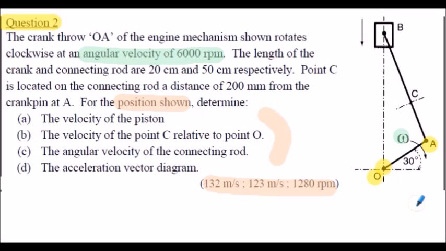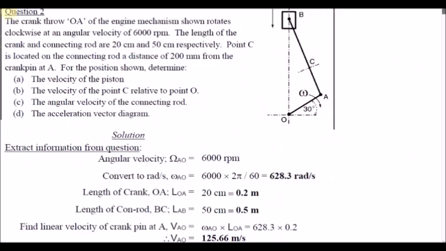I would now encourage you to stop the presentation and attempt question 2, but the full solution is outlined on the following slides. Question 2, solution. In this question, the mechanism has been reorientated. So the piston B now has a vertical motion relative to fixed point O, but it's still a slider crank mechanism.